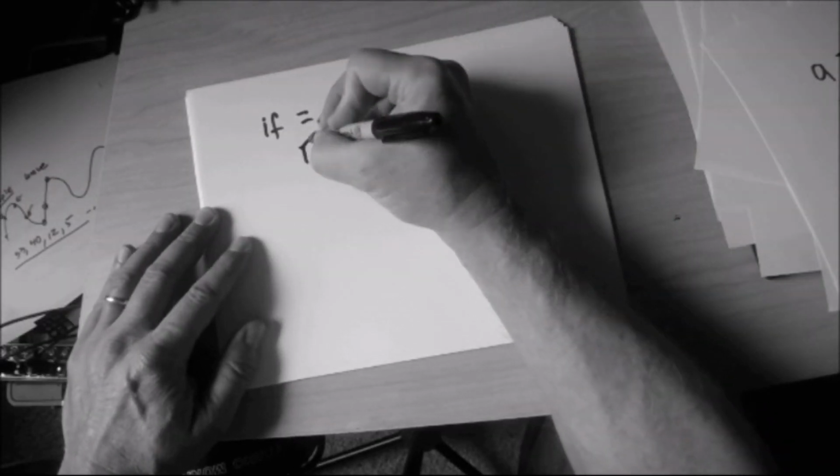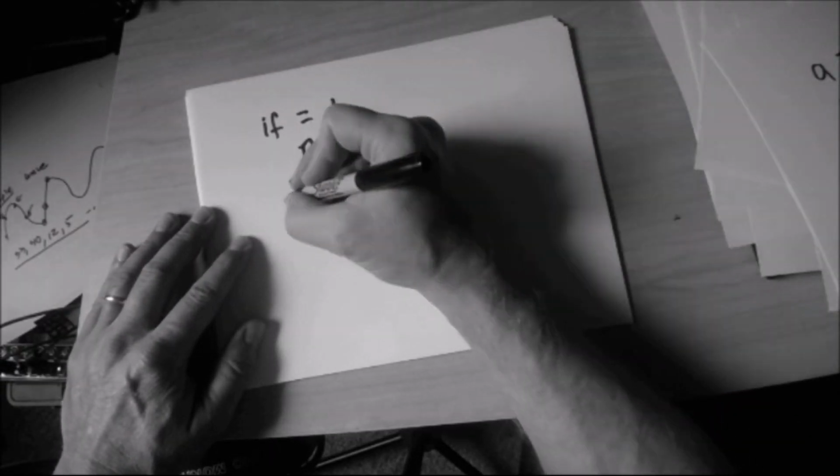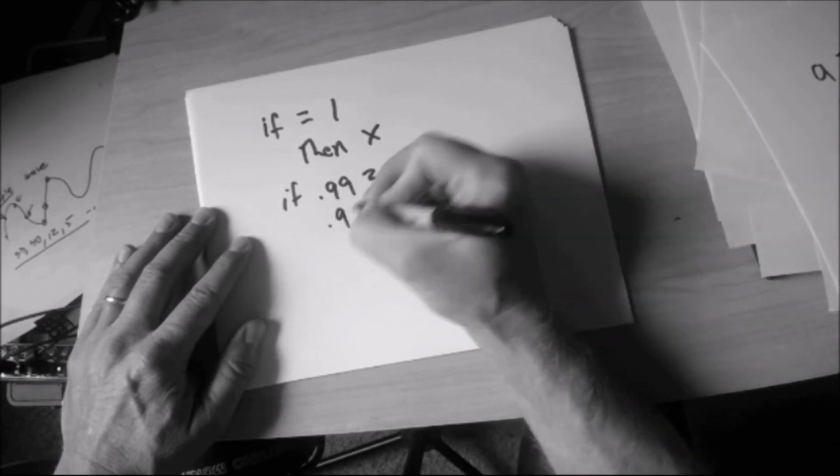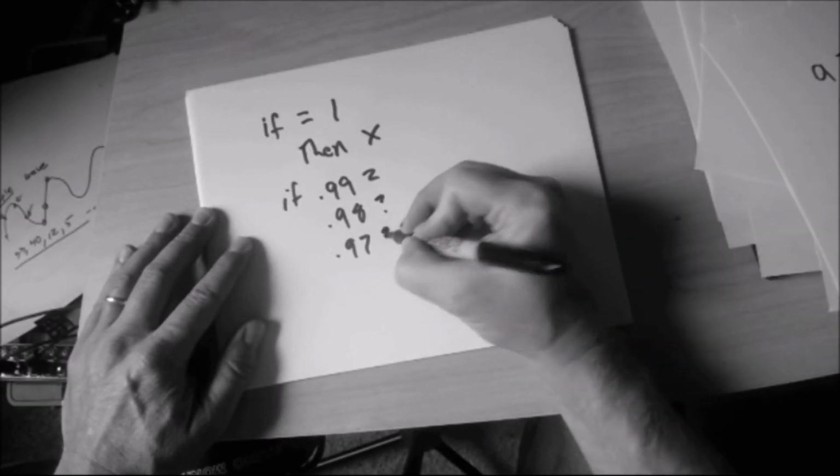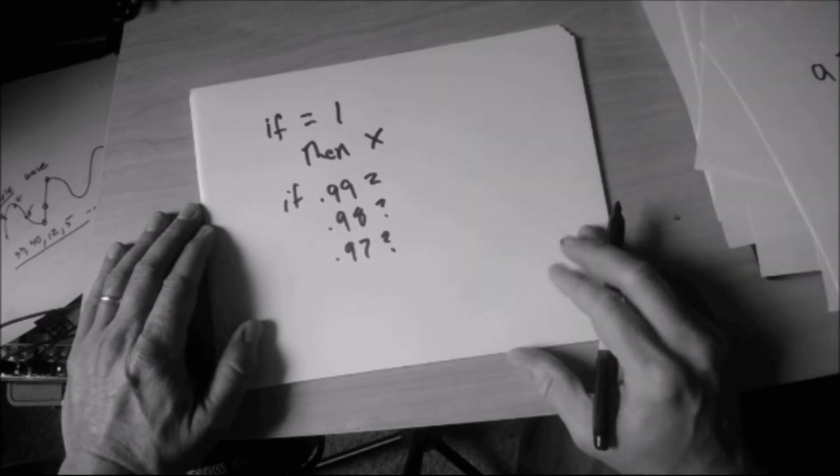So it turns out if you have if-thens, you can't represent every possibility. Let's just put it that way. And if you try to represent every possibility, you get into what's known as the frame problem. If I write an algorithm that says, if something equals 1, do X. Okay, but what if something equals 0.99 or 0.98 instead of 1 or 0.97?